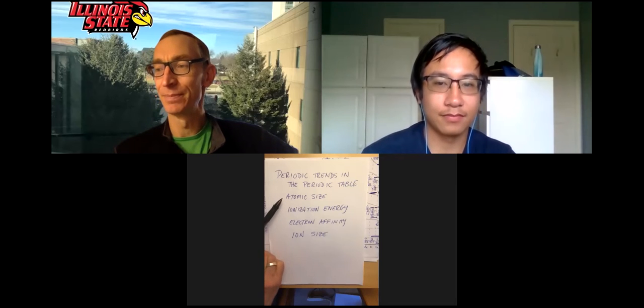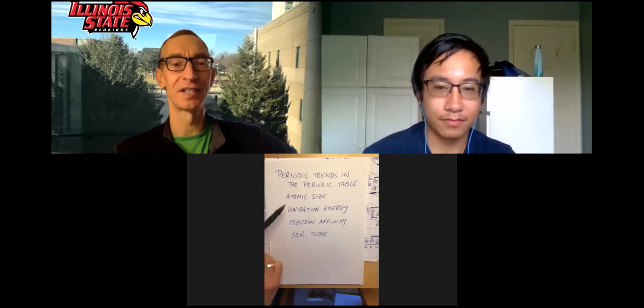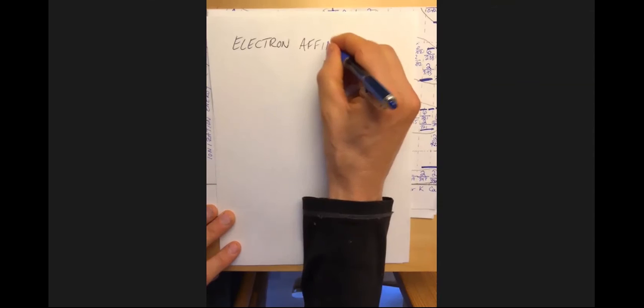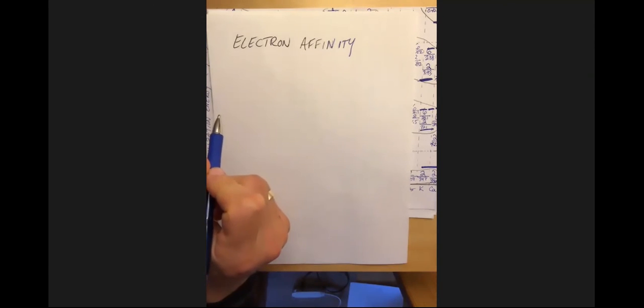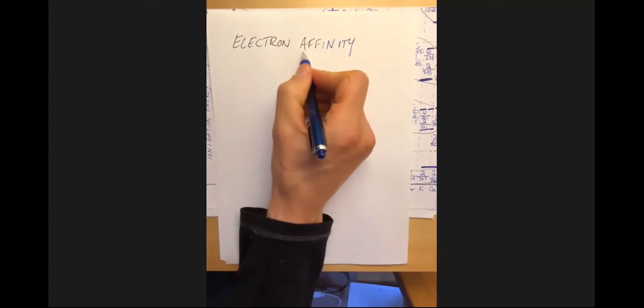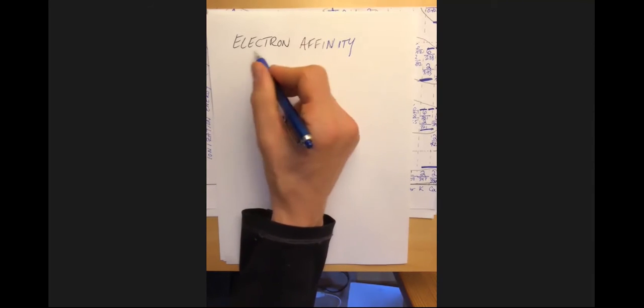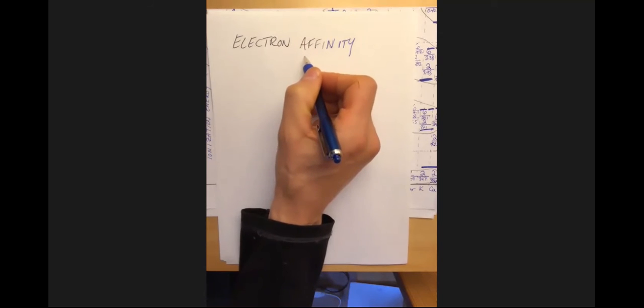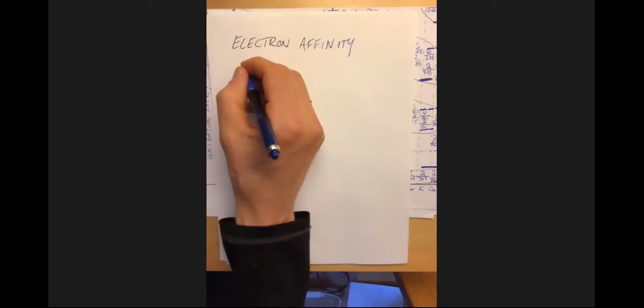So, as promised, we've talked about periodic trends and atomic size and ionization energy, and we're going to try to do electron affinity and ion size today. Okay. So, electron affinity, like the words say, is how much an atom has an affinity for electrons. How much it's willing to gain, or how much it's willing to allow electrons to come in close to it.